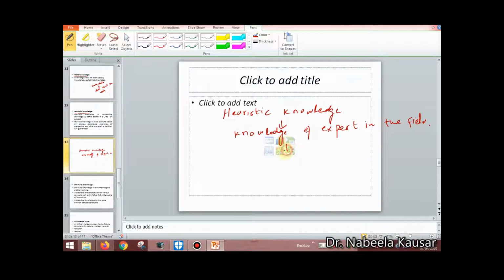Secondly, it tells some rules for diagnosing and solving the problem. Thirdly, the solution or the rule told may work or may not work.